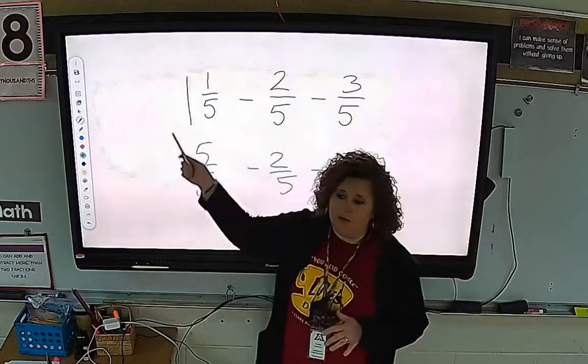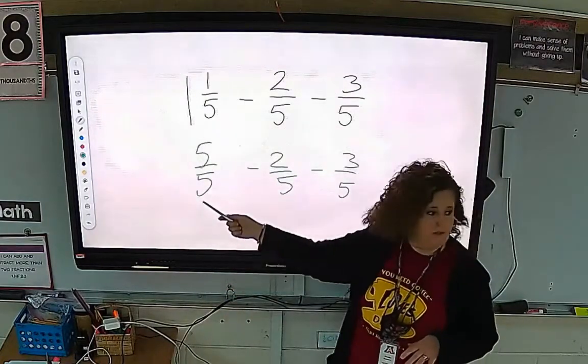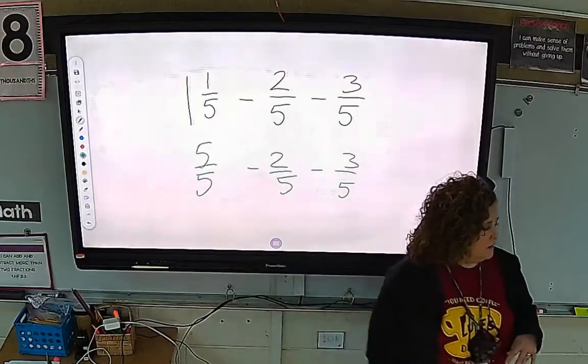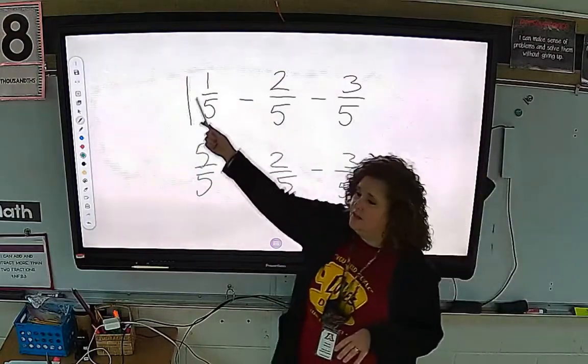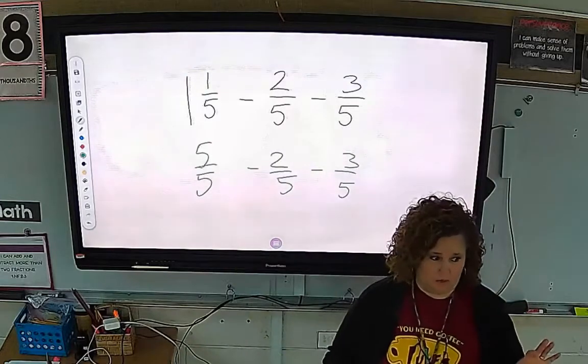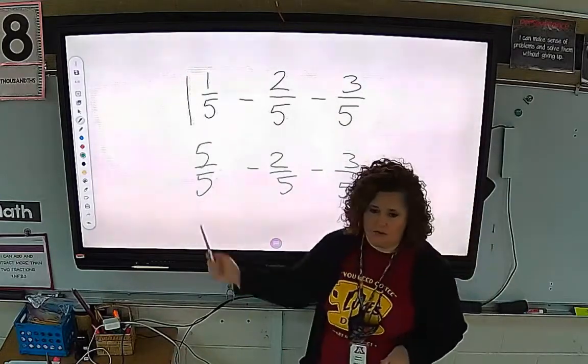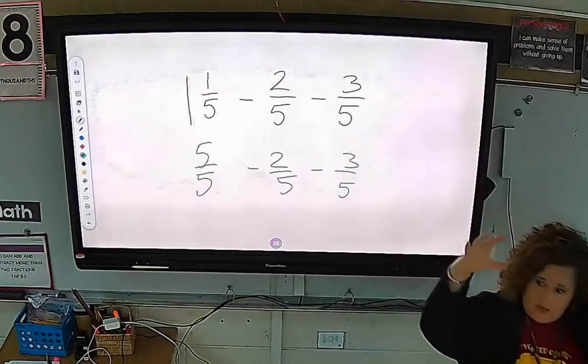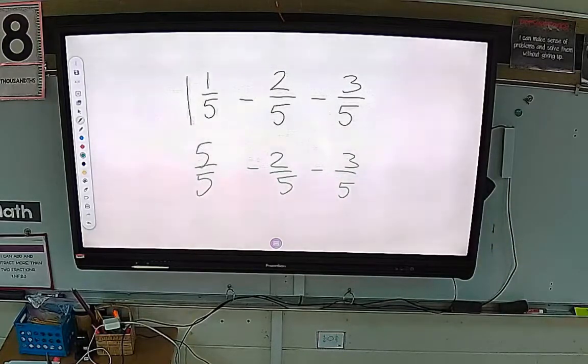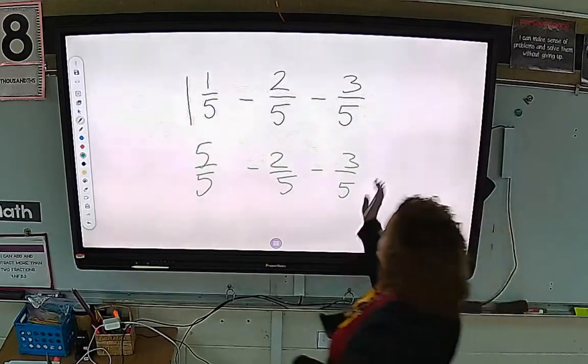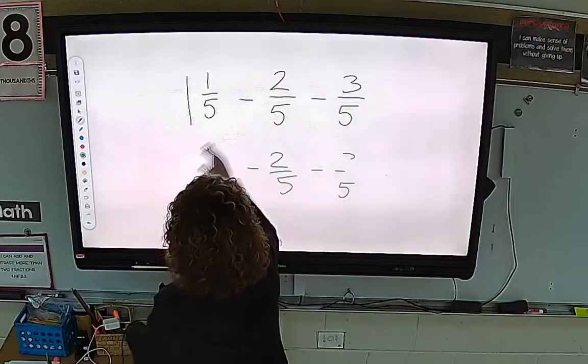It didn't matter what was with that 1. They jumped down and did this. Guys, if this is a mixed number, it is larger than 1. It cannot just be this. It's going to have a larger number on the top, smaller number on the bottom. Okay? So this is correct or incorrect.